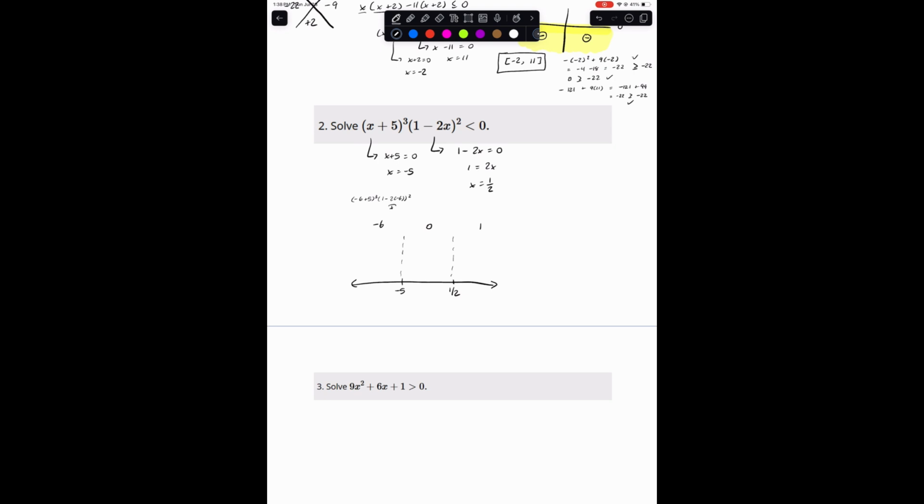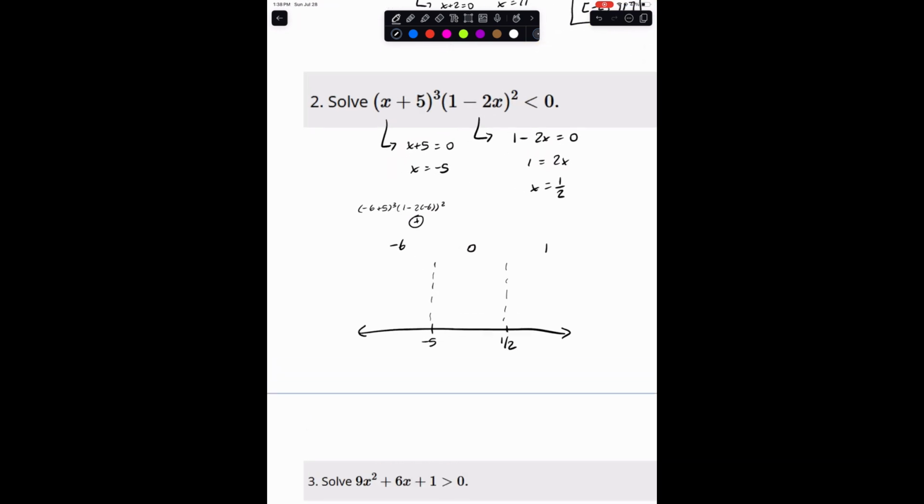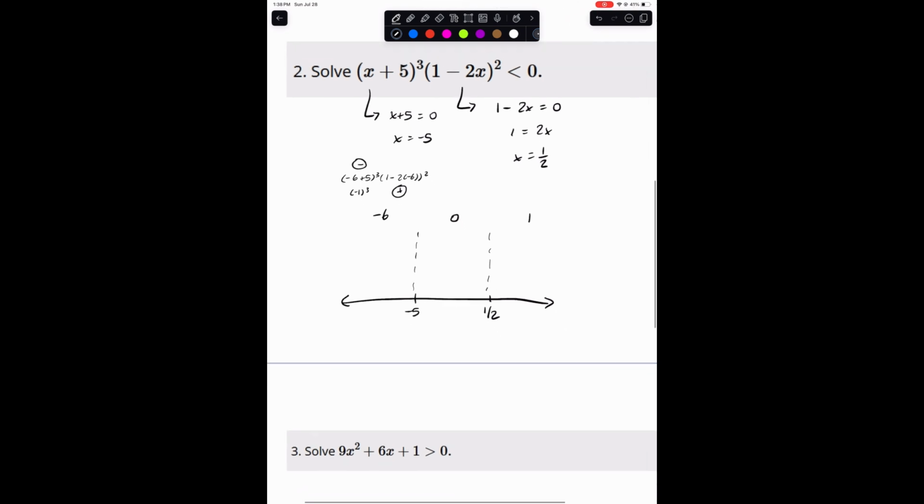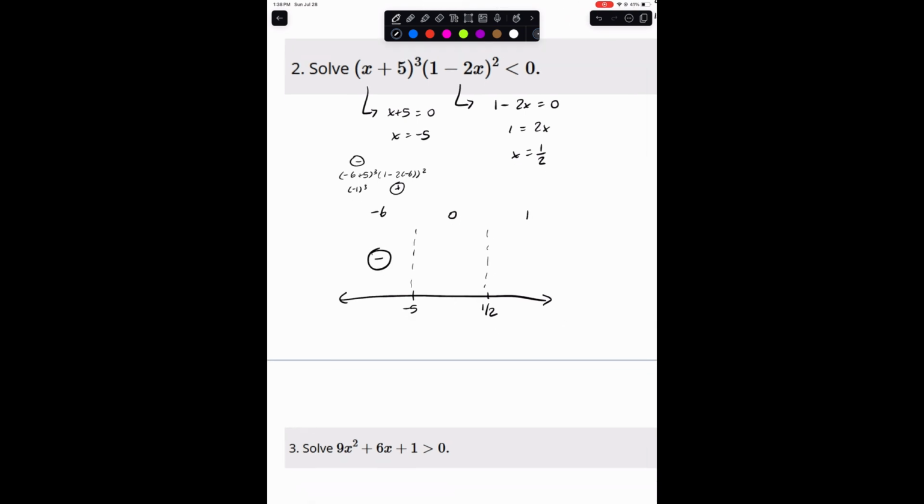This is always positive, right? Something squared is always positive. And now we have a negative 1 cubed, which is negative. So this entire region should be negative. And put in 0.